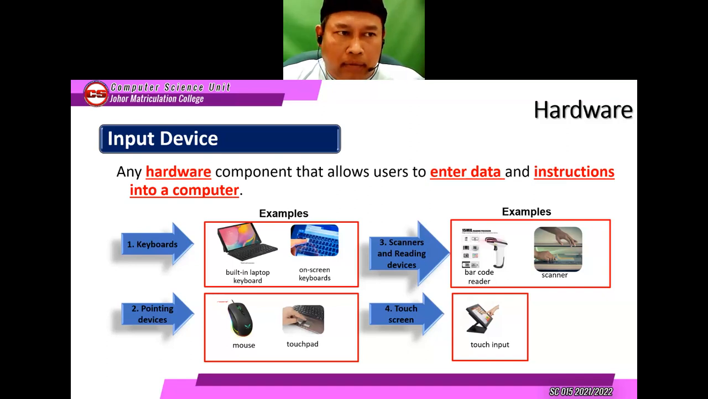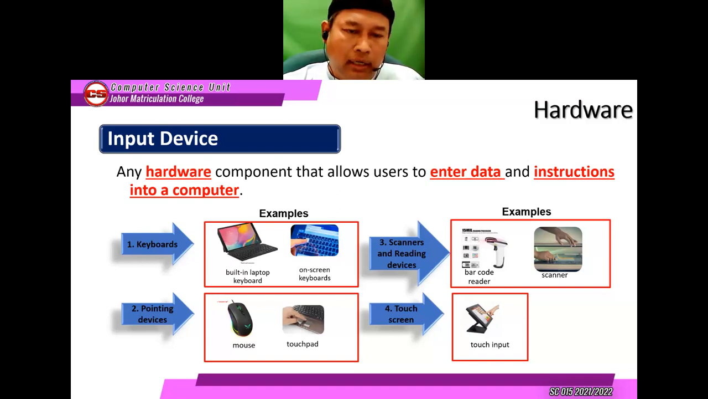Type number three of input device is scanner and reading device. For example, barcode scanner, QR code scanner. This is an input device. And a scanner can scan graphics or text. You can scan any graphic or text with your scanner. Number four is touch screen. Your computers can do touch screen.